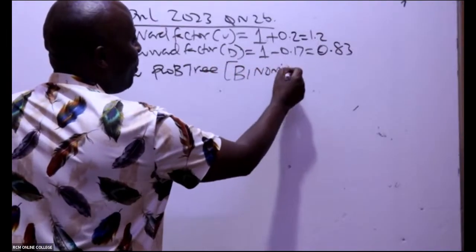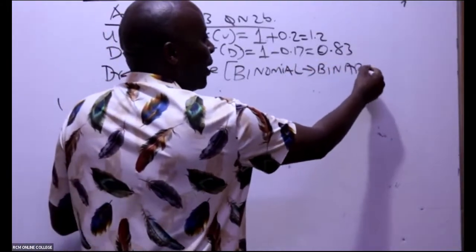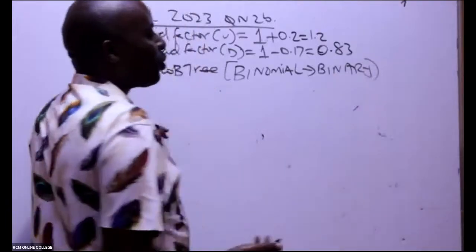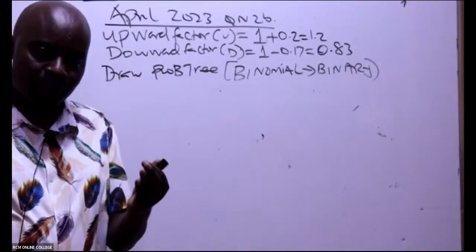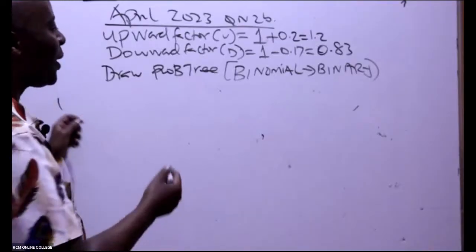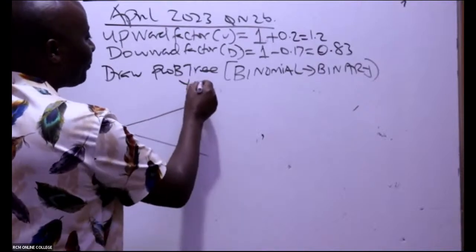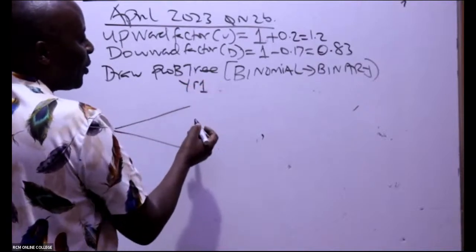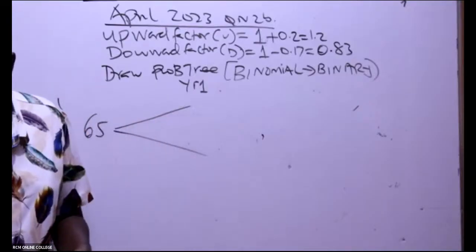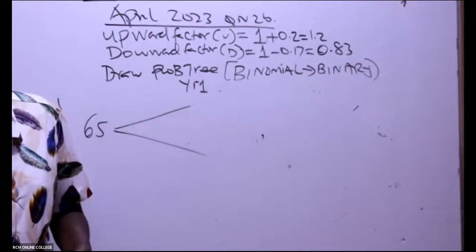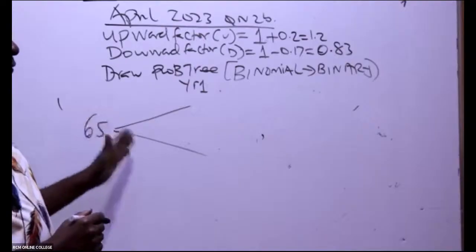Remember, binomial, your examiner at times will use the word binary. When you were in Form 2, most of us were being called by something, isn't it? By means 2, 2, 2, 2. All right? So in this case, ladies and gentlemen, we shall draw something like that. So this is year 1. Remember we are starting this exercise from 65.